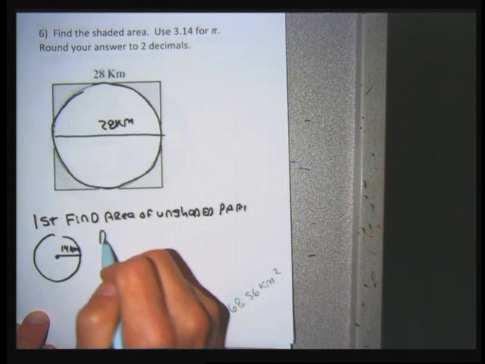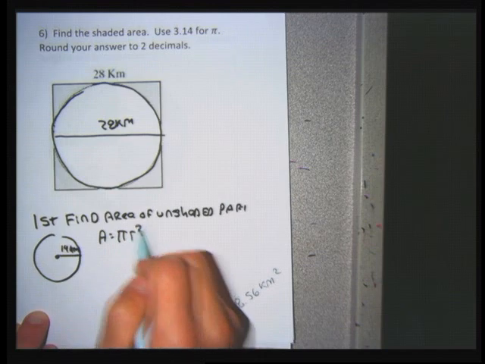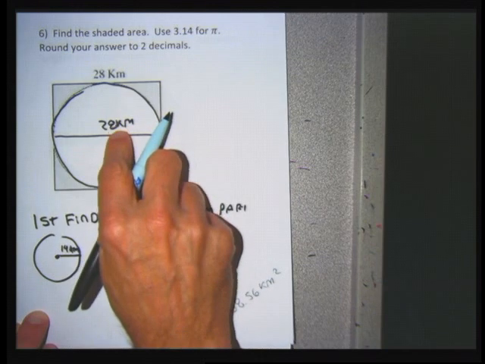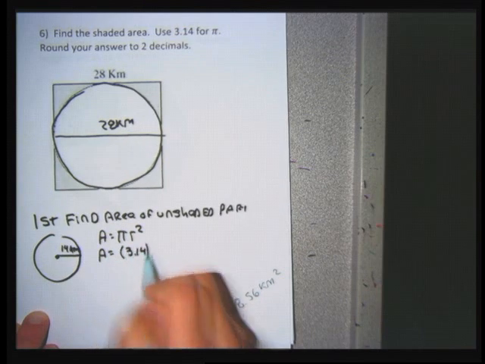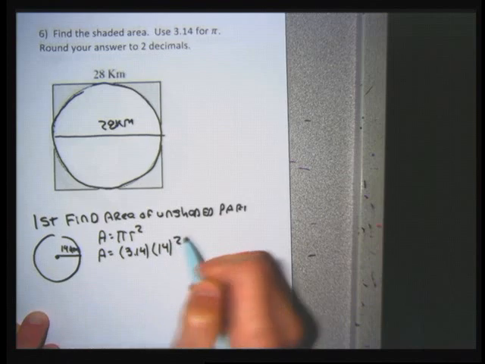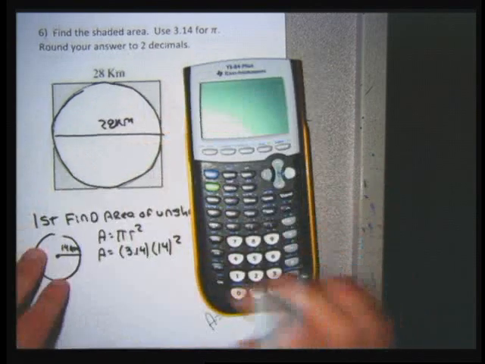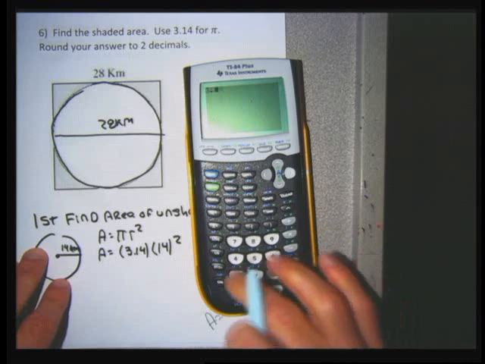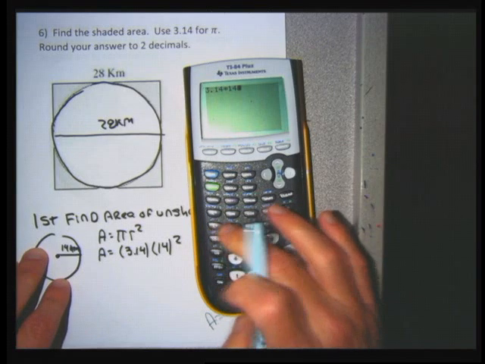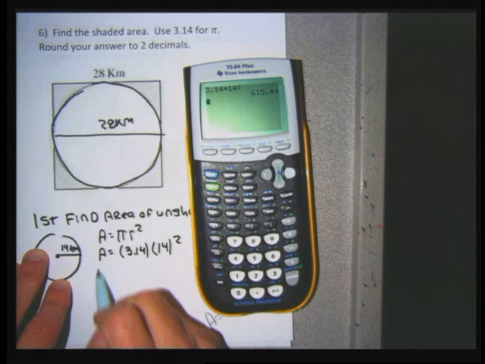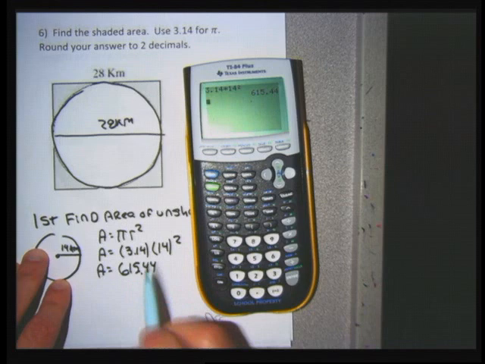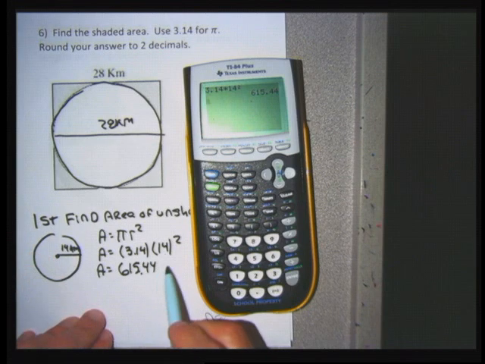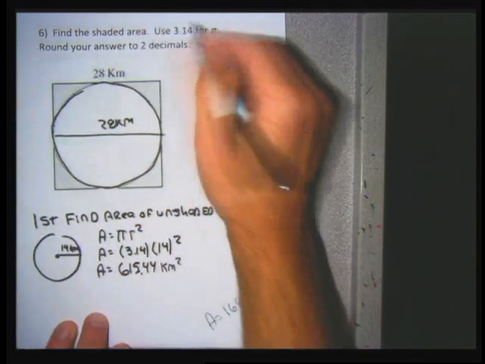So the area of my circle is going to be pi r squared. The radius is half of the diameter, so it's 14. And now I'm told to use 3.14 for pi, so it's going to be 3.14 times 14 squared. I'll do that on my calculator. So 3.14 times 14, hit the x squared key, and get the unshaded part is 615.44. The area is 615.44 kilometers squared.